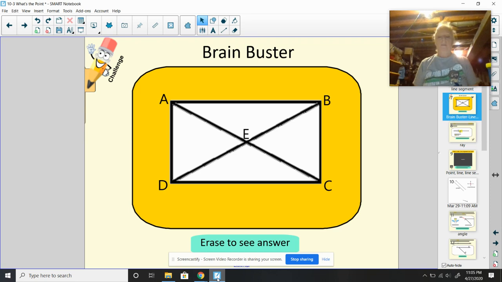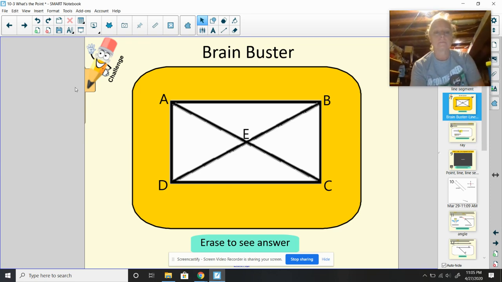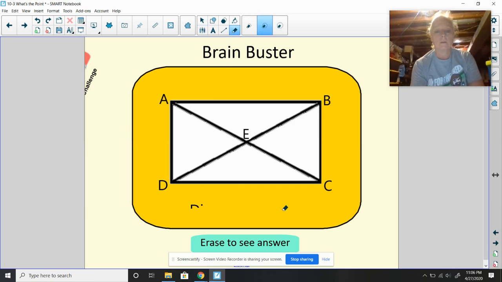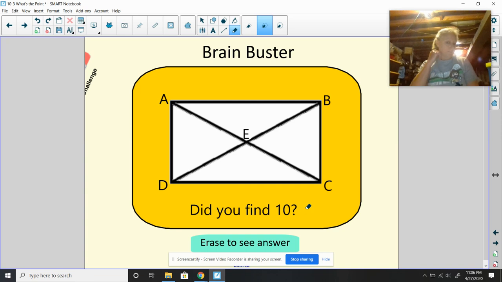All right, let's see what you got. How many line segments did you find? Let's find out by erasing. Come on, eraser, work with me. There we go. Did you find 10? You should have found 10 line segments.